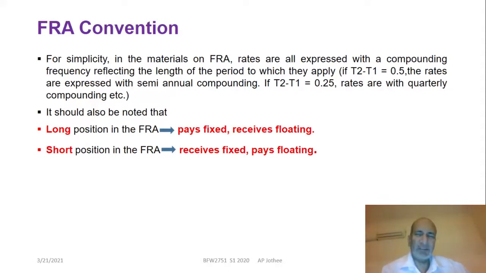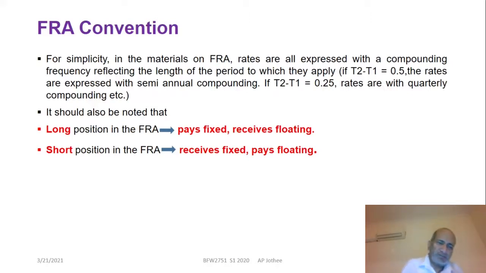You pay fixed. Let's say fixed is 5%, and you receive floating, maybe 5.5%. Then there's a difference of 0.5%, about 50 basis points, that you will receive. If you're multiplying it by 10 million, just imagine how big the money is.